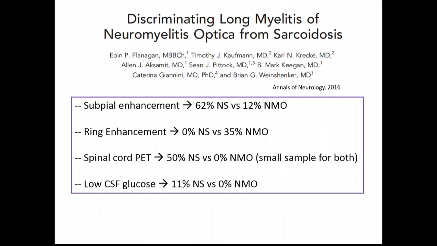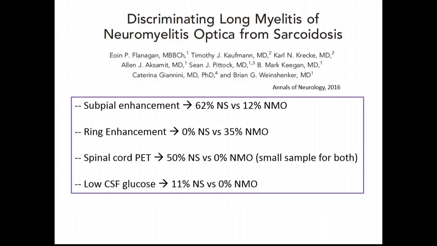The Mayo Clinic group went back and quantitated this and did a very nice job at this, showing that the subpial enhancement was seen in 2/3 of their neurosarcoidosis spine cases and very few NMO cases in a blinded read. Ring enhancement, like we were talking about, was never seen in neurosarcoidosis.